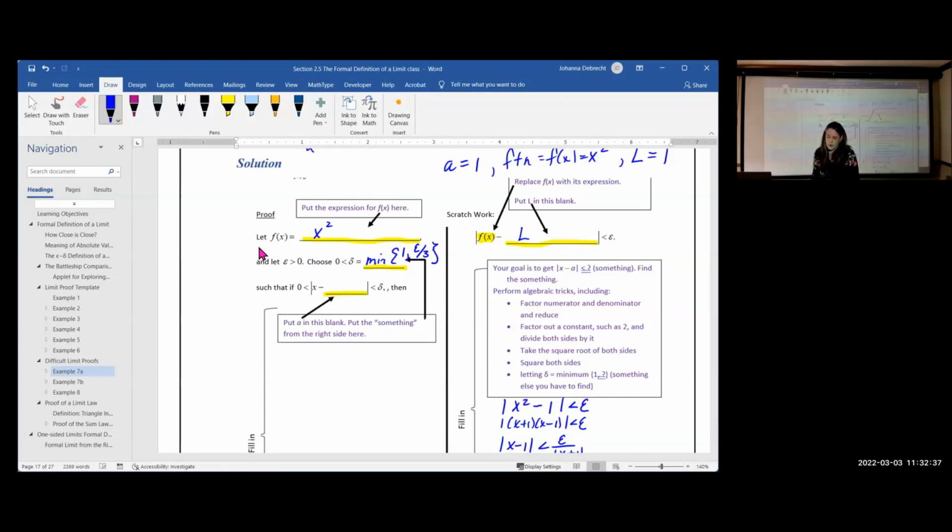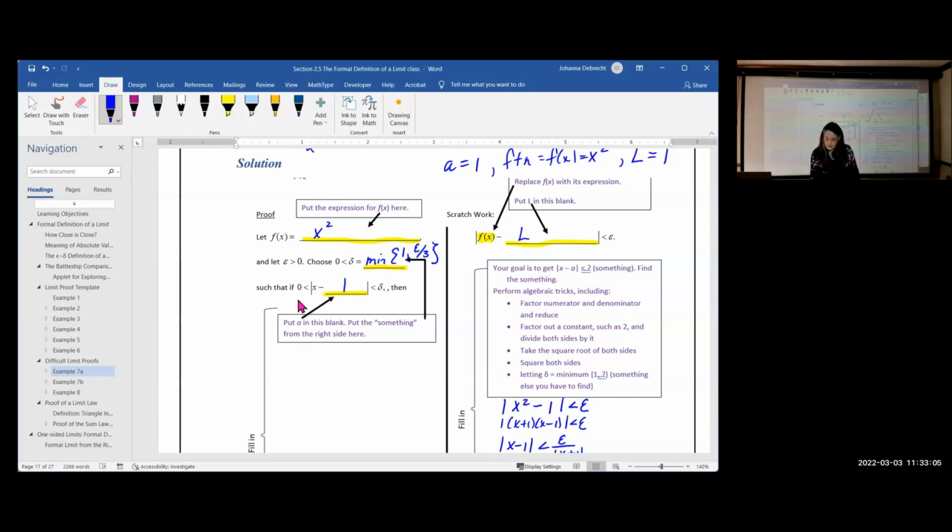Then what can we write after that? Since it's the minimum of 1 and epsilon over 3, then if 0 is less than the absolute value of x minus 1, this basically means you can't get to 1. x can never get to a. Again, the limit is not what happens at the number, it's what looks like it's going to happen at the number. You never actually get there, which is what protects us from division by 0.